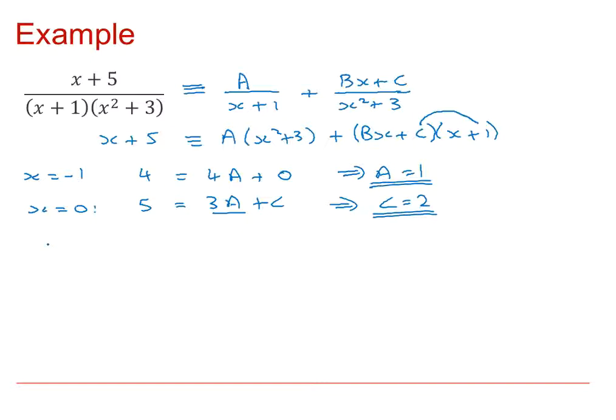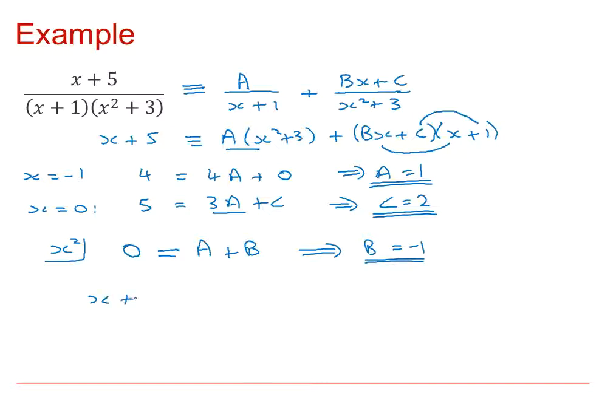Rather than just use another value of x, for example 2 or 3, a nice neat method now is to look at coefficients of x². There are no x² terms on the left-hand side of the expression. If I expanded those brackets, I'd have ax², and if I expanded these brackets, I'd have bx², so the a + b coefficients of x² must add up to 0. We know that a is 1, therefore b must be -1.